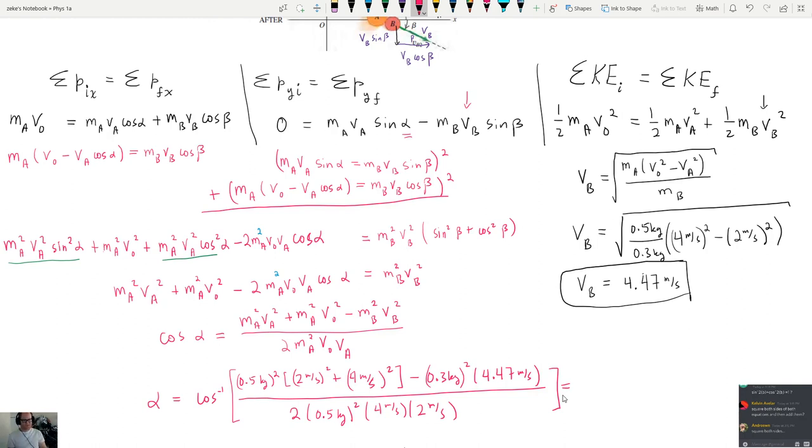Did anyone see any mistakes I made there? Super, super easy to see. Super easy for me to have made a mistake there. Oh, there's a missing squared sign right here. Yeah, thank you. That's squared.